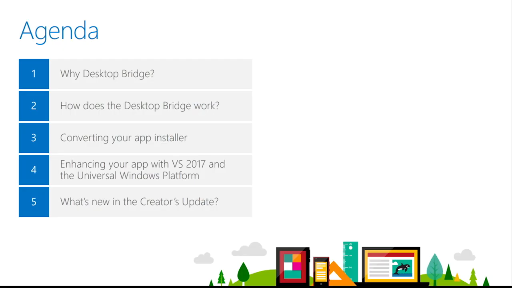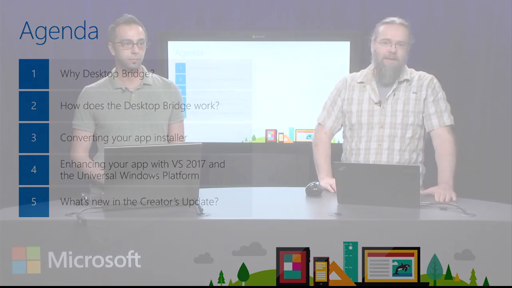So this is our agenda. We will go over the benefits of the Desktop Bridge for your software business. Next, we will talk about how the Desktop Bridge works and how easy it is for you to get started. Then we will take a closer look at how to convert your existing app installer, and then we will look at how to further enhance your converted application with Visual Studio 2017 and the Universal Windows Platform. Last but not least, we will go over some of the new updates that are coming in the upcoming Windows 10 Creators Update.